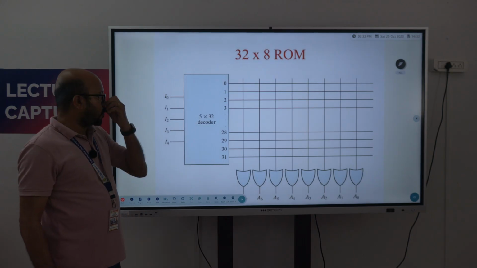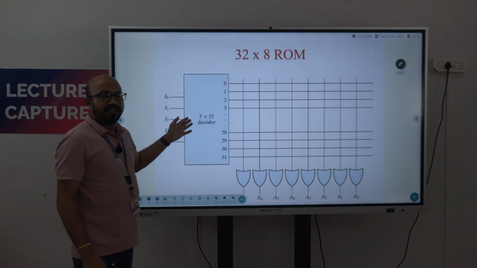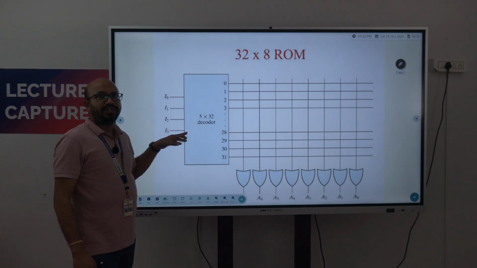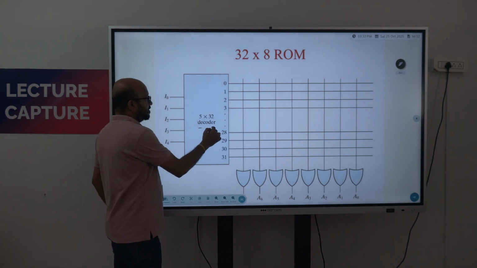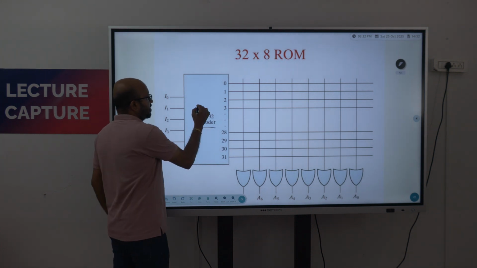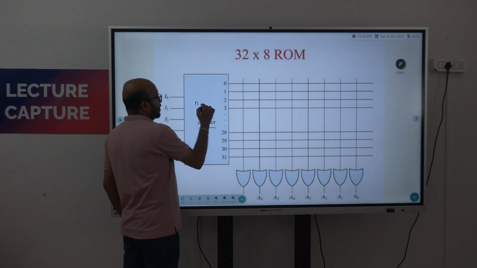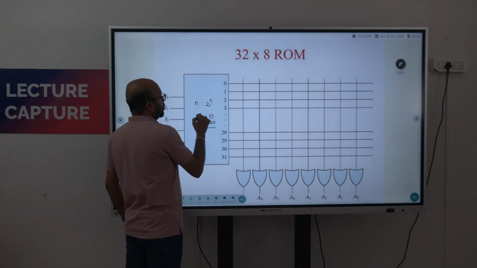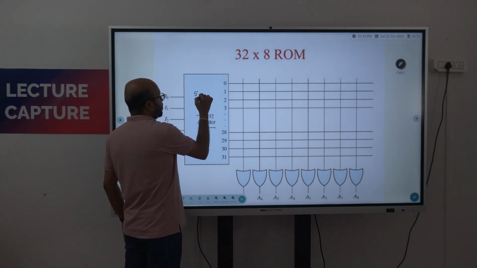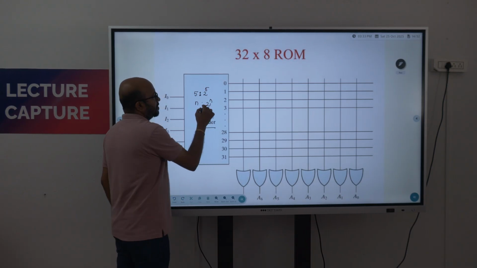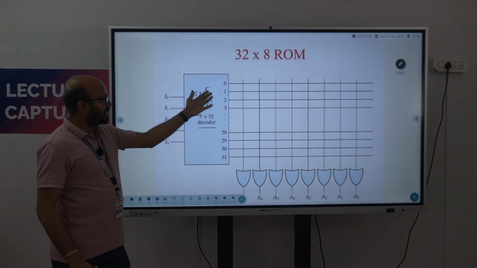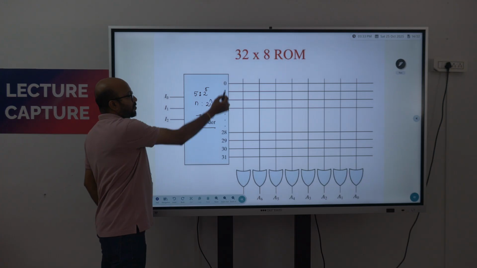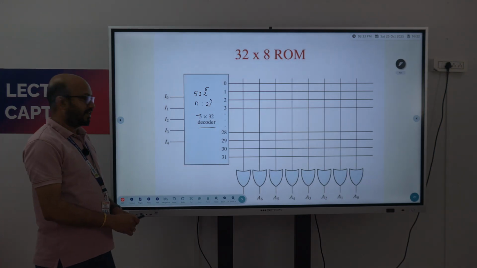So 32 cross 8 ROM. We know that ROM is nothing but a combination of a decoder and OR gates. So we have a 5 cross 32 decoder. What is it? 5 is n and 32 is 2 power n. For example, 5 means 2 power 5, which is otherwise called 32. This is how the system will convert the data. So 0 to 31 is nothing but 32 lines we have.